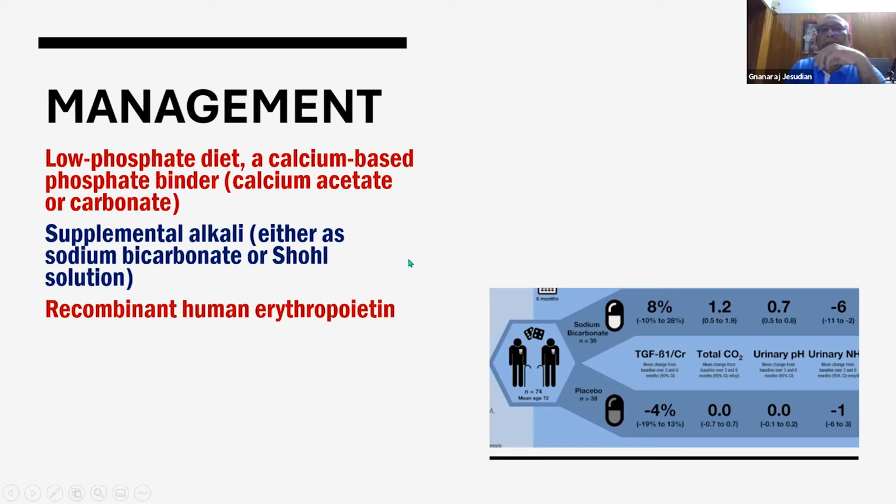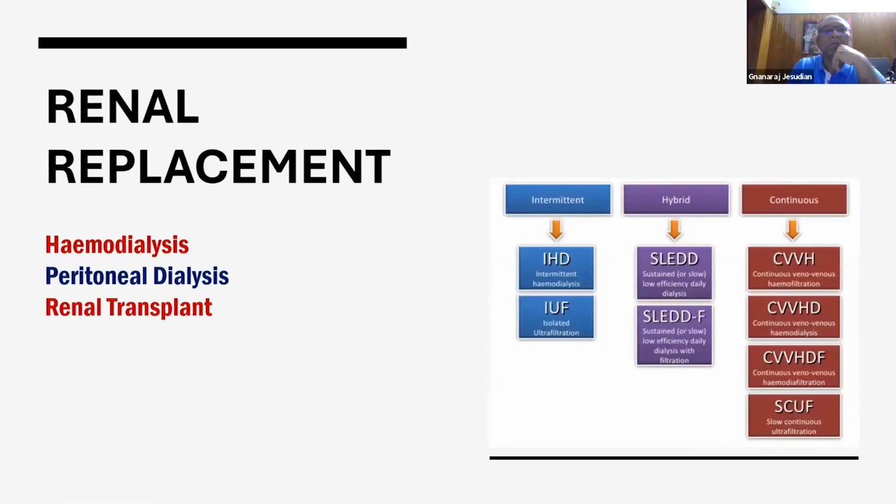Another thing to remember is that they also have metabolic acidosis because of renal failure. This has to be treated with sodium bicarbonate. Sodium bicarbonate is a cheap tablet which is easily available and can be used. And of course, using recombinant erythropoietin helps them to have a higher hemoglobin and a better nutritional status. But of course, if none of these work, then they ultimately will need either hemodialysis or peritoneal dialysis or renal transplant.